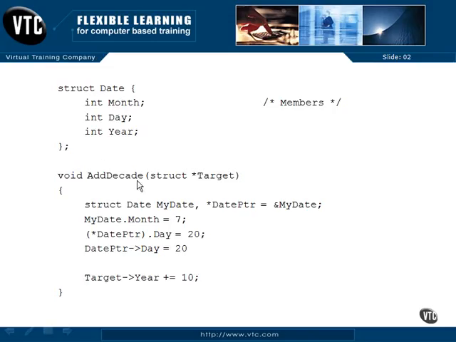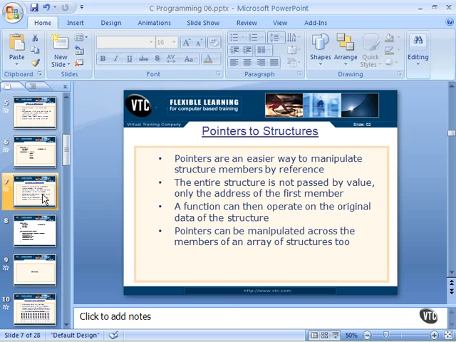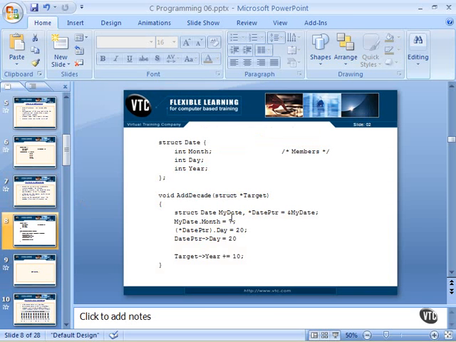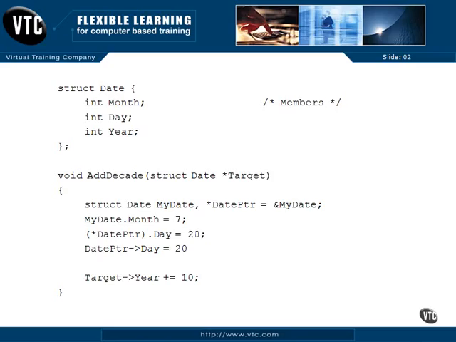Here's our add decade function again. This one does not return anything, doesn't have to, because it takes in a structure pointer. Now, you know what? This is a typo right here. This is wrong, and I'm going to fix this so that it's correct in our code, because right there, and this is a common mistake, I gave the struct target, but I have to give the tag: struct date target. There we go. Now that's correct.